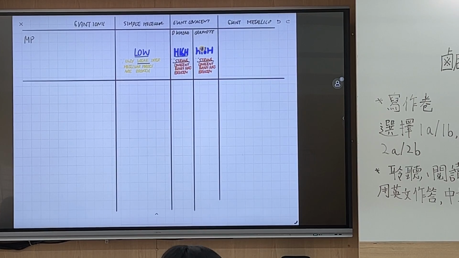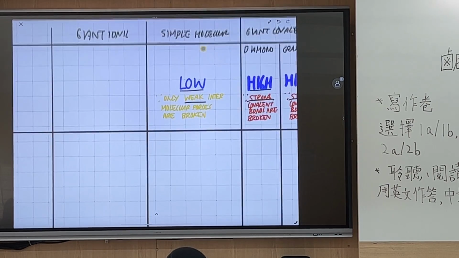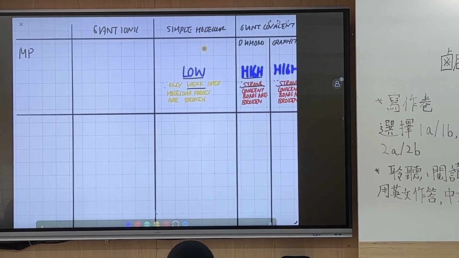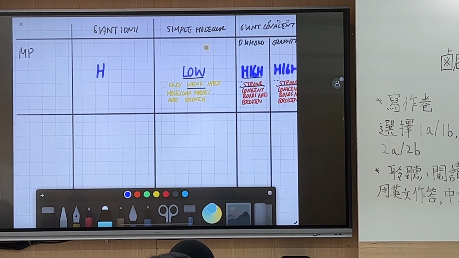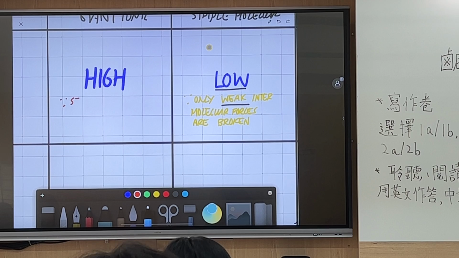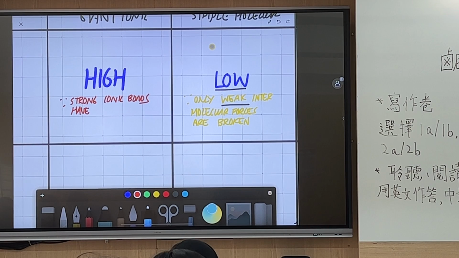Remember, when you say ionic structure, we mean ionic bond. So we'll put down the word high again, but don't say there is strong covalent bond. We say strong ionic bonds have to be broken.